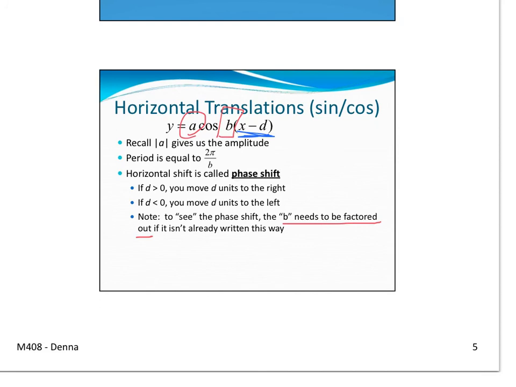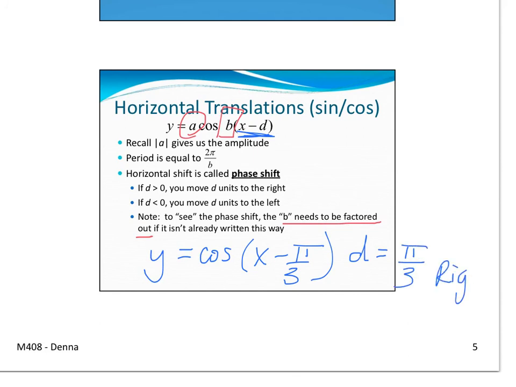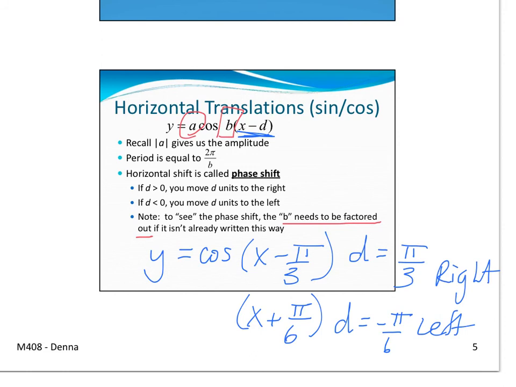Now, if you recall from Algebra 2, when we have something inside parentheses such as this, the minus sign is part of the equation. So if we were to see an equation like y equals cosine of x minus pi thirds, in this case, d is actually positive pi thirds, and we would be moving to the right. If we saw a similar equation where we had x plus pi sixths, in this case, d is actually negative pi sixths, and therefore we'd be having a movement to the left. So remember that when we see a change inside the parentheses, we kind of have to think the opposite in terms of getting left or right movement.